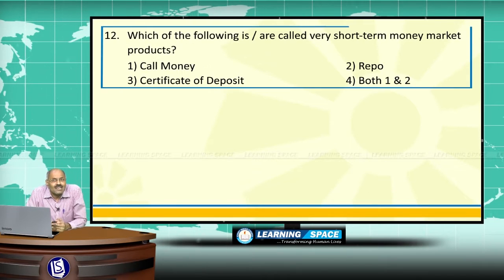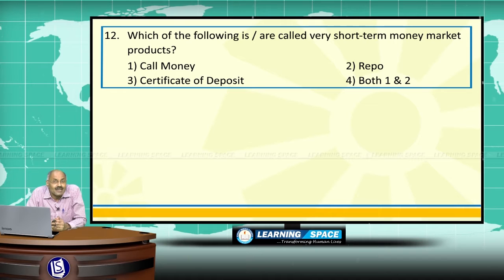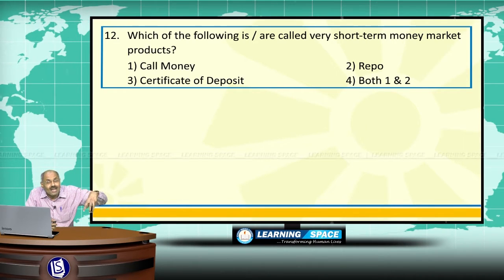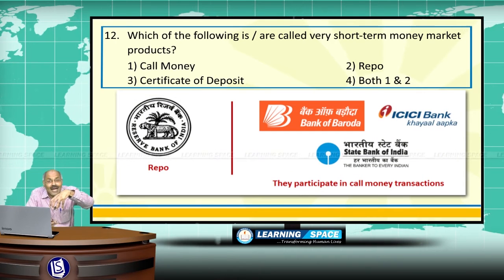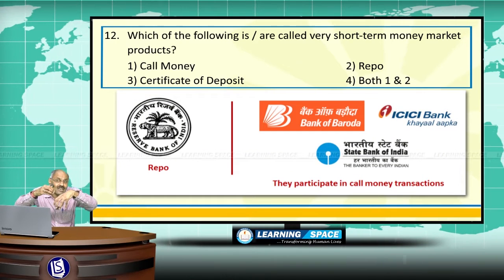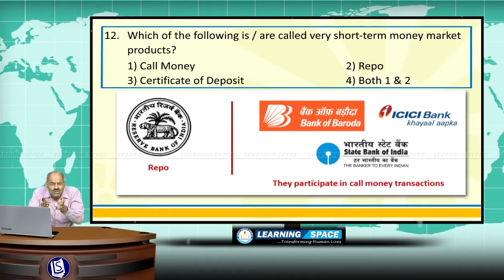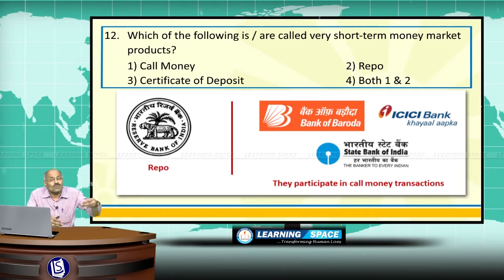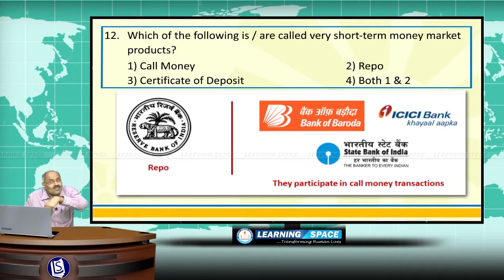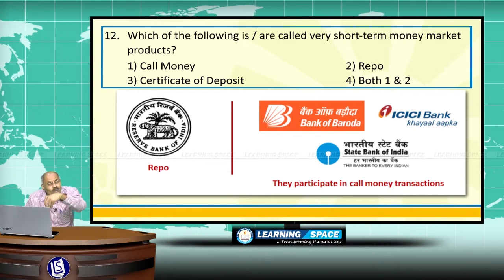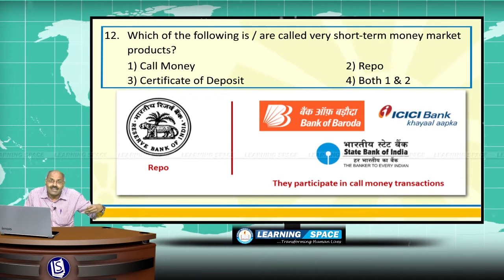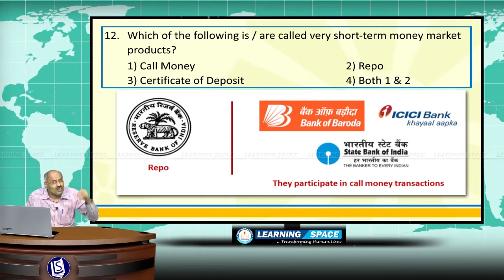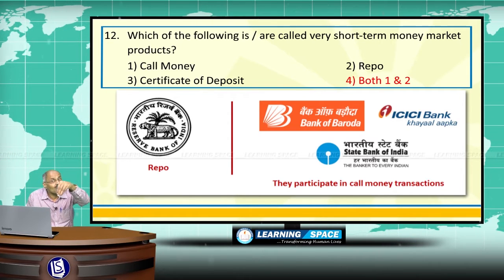Which of the following are called very short term money market instruments? This call money and repo. When banks borrow from Reserve Bank of India on repo rate, that is for short duration. And call money, this is also for very short duration. So, out of the given options here, call money and repo transactions are categorized as very short term money market instruments. So, the answer here is 4, that means both 1 and 2.